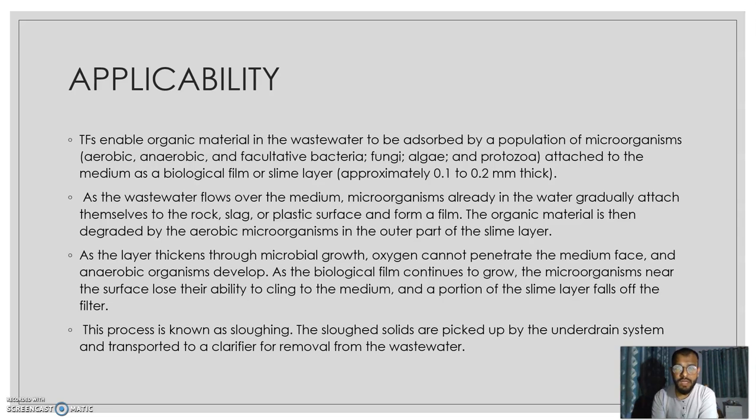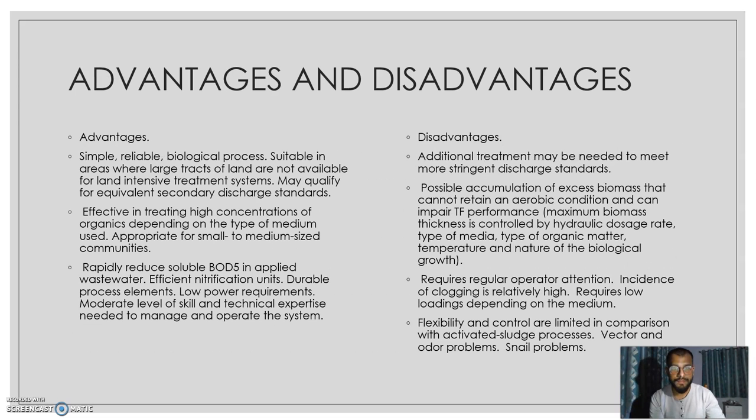The organic material is then degraded by the aerobic microorganisms in the outer part of the slime layer. As the layer thickens through microbial growth, oxygen cannot penetrate the medium phase and anaerobic organisms develop. As the biological film continues to grow, the microorganisms near the surface lose the ability to cling to the medium and a portion of the slime layer falls off the filter. This process is known as sloughing. The sloughed solids are picked up by the underdrain system and transported to a clarifier for removal from the wastewater.